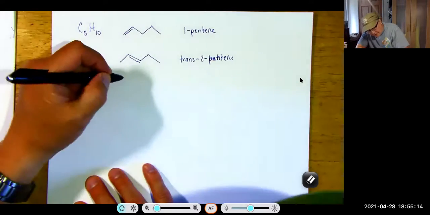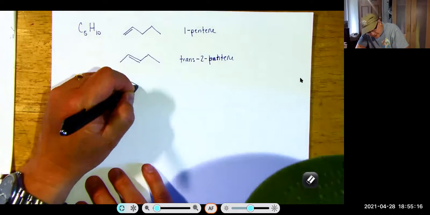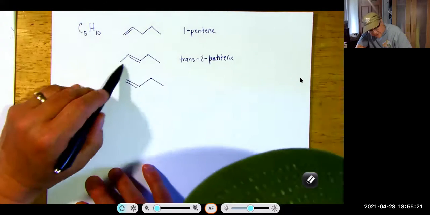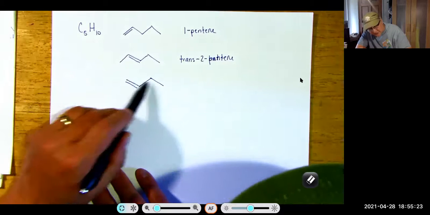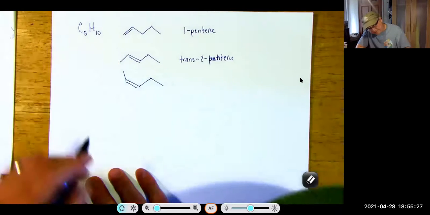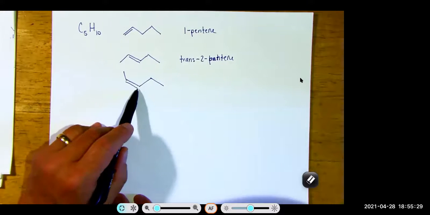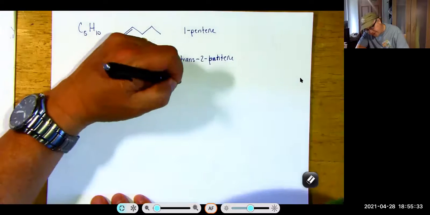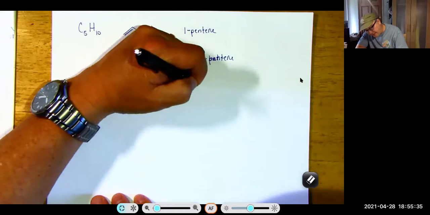So to draw the cis, since this side has less to it, I'm going to draw the other side just the way we drew the other one. And I'm going to draw this like that. Can you see the 2 hydrogens come to the same side of the double bond? Yeah. Cis 2-pentene.